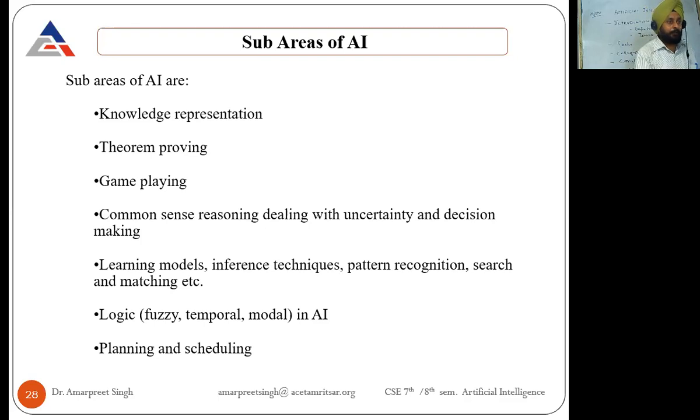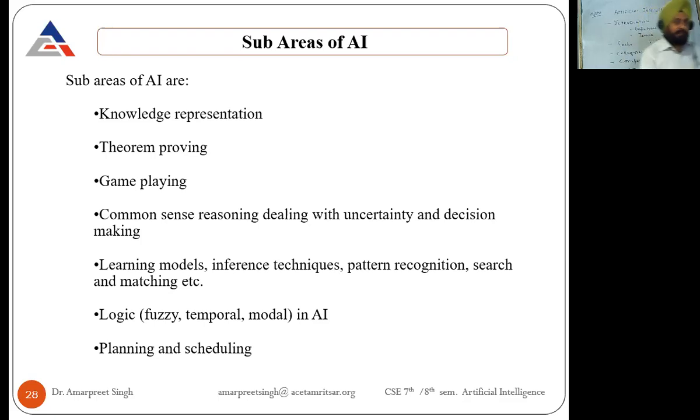Now, the sub areas of AI. First is knowledge representation. Whatever the knowledge is, it has to be represented in one manner or another. There are different methods to represent knowledge, either through text, through graphs, or through videos. All are different techniques of representing knowledge. Theorem proving: there are theorems, and on the basis of theorems, you prove things. Game playing is a very fast-growing sub area of AI, and it is very famous.